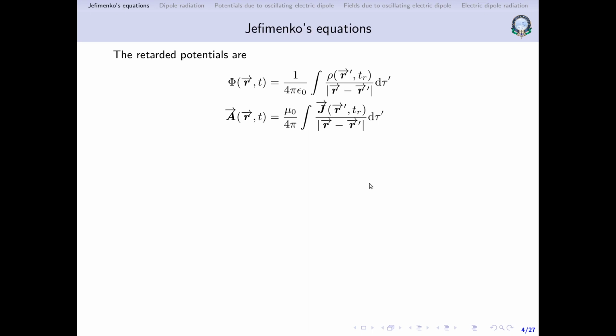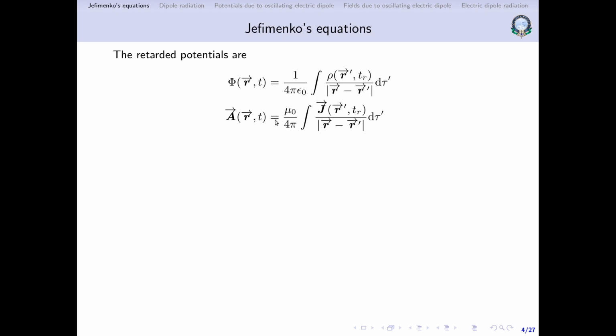So these are the retarded potentials. Before we go to dipole radiation, I'll quickly introduce you to Jefimenko's equations. Using the concept of retarded potentials, what it basically says is that the potentials, the scalar and the vector potentials at a point at the present time t, are not due to the configuration of the charges or the currents at the present time. The potentials at a point r at the present time are due to the charge and current configuration at some earlier time. That earlier time is the retarded time t_r that we have written over here. So these are the retarded potentials.